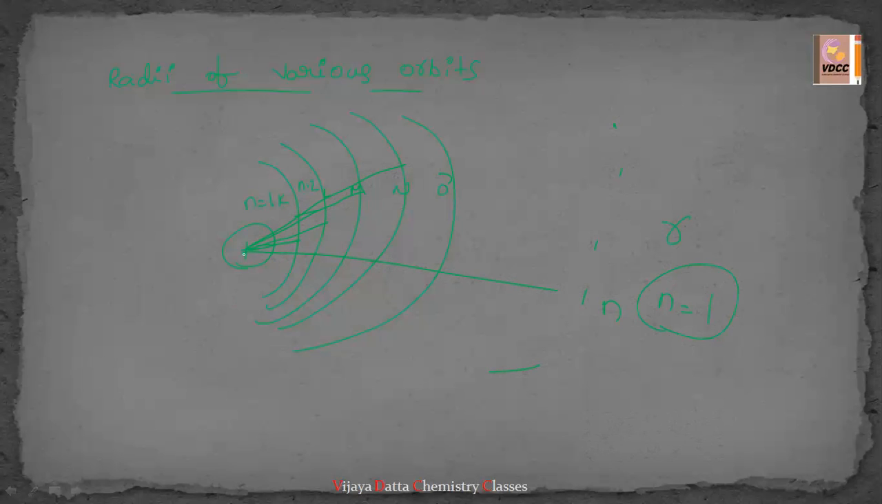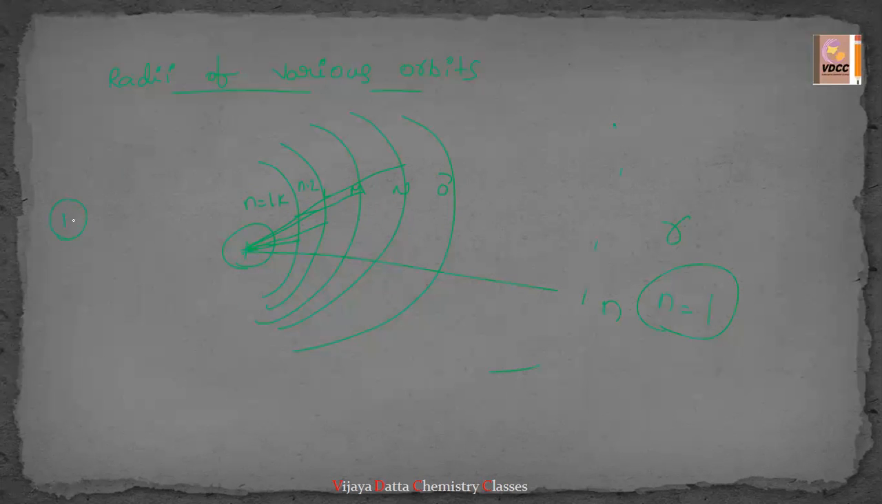Radius is nothing but the distance from the nucleus to the shell. Which shell are you taking? If you take the first shell, it is the distance from the nucleus to the first shell, second shell, like that. So he wants to calculate the radii of the various orbits by assuming the nth orbit. Now we are going to take the radii of various orbits.